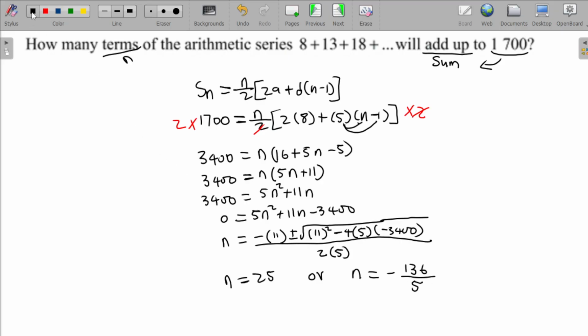Again, we can't have the number of terms being negative, so we cancel this. And then how many terms are there in this arithmetic series that would add up to this? Those are the 25 terms.